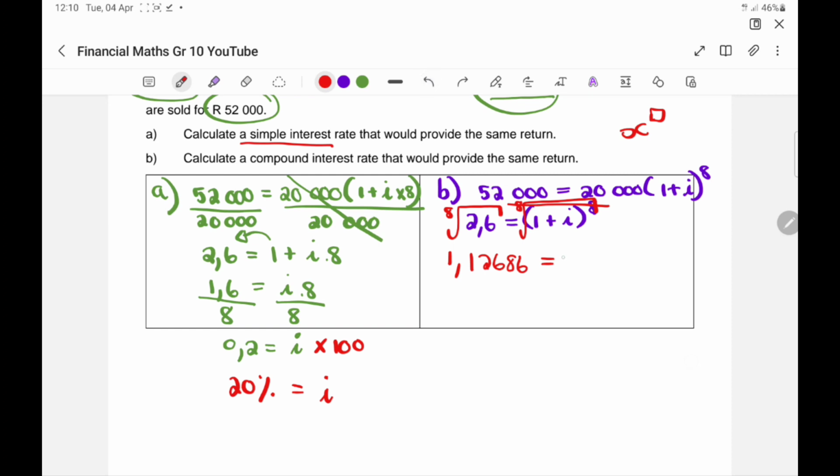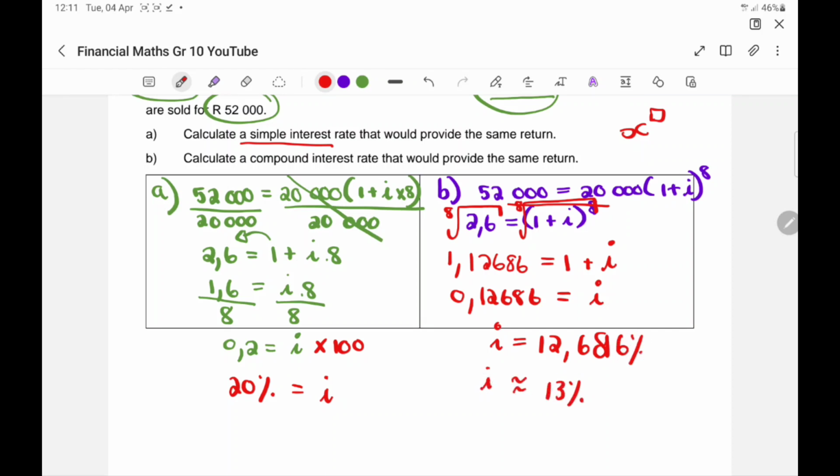Keep your decimals, or keep it in your calculator maybe at least. 1 plus I, then you subtract 1 and you get 0.12686. Keep a few decimals, and then at the end times it by 100, and then we can round it off. That will give you 12.686%. Rounded off will give you 13%.